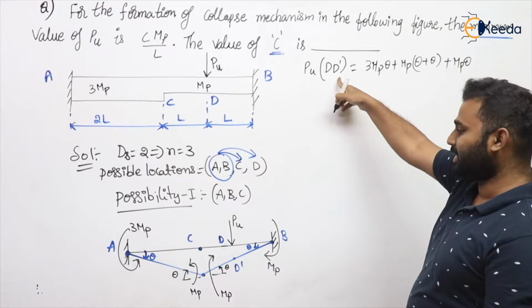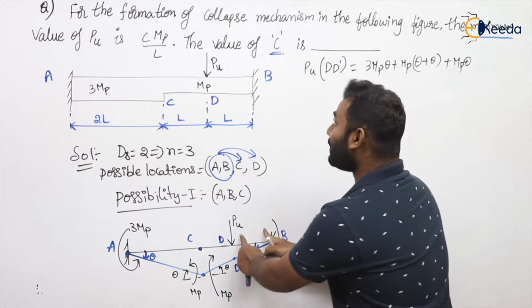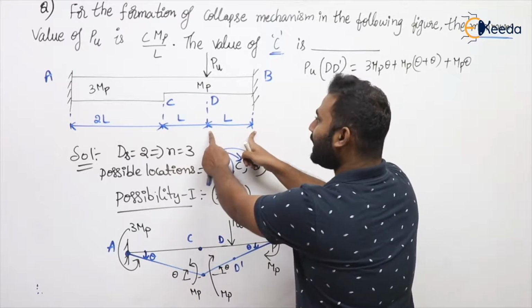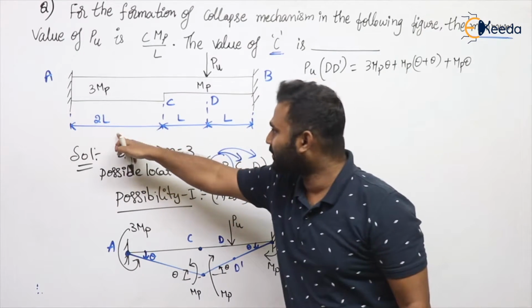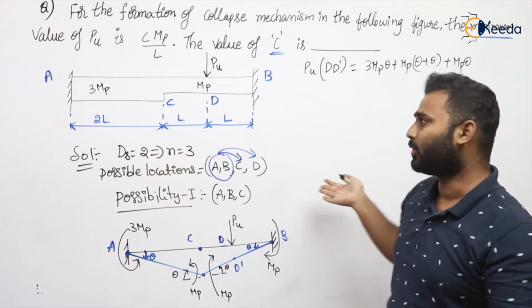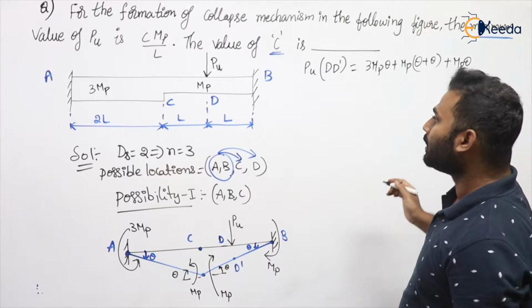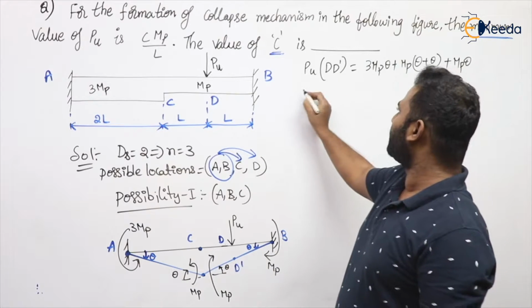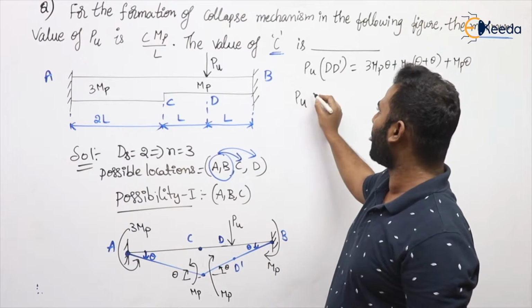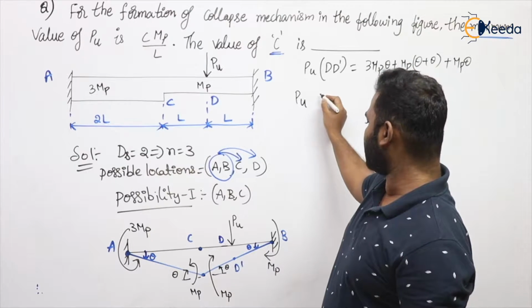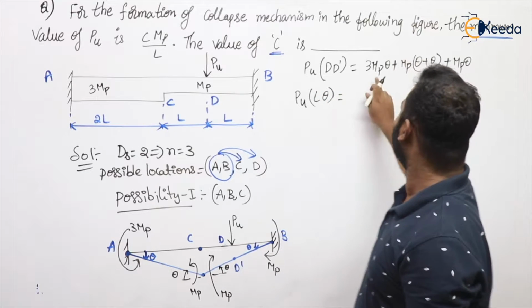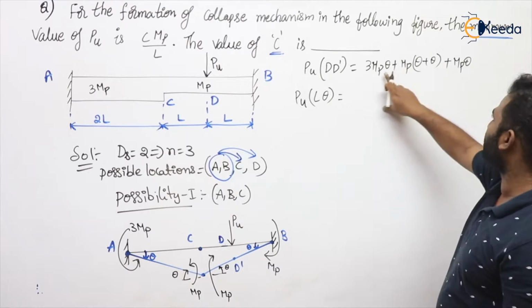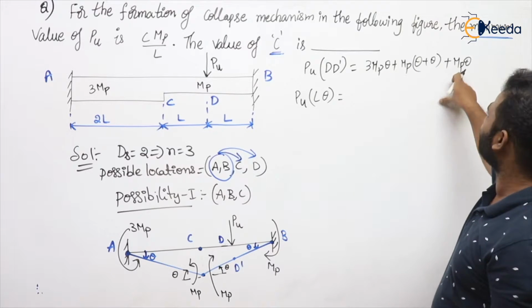Okay, now DD dash is nothing but this is L. Here this is L and this is 3L, right? Now DD dash can be expressed in terms of 3L or L, whatever it may be. So now PU is equal to simply L theta is equal to 3, and here it is 2. So 3 plus 2, 5. 5 plus 1, 6.